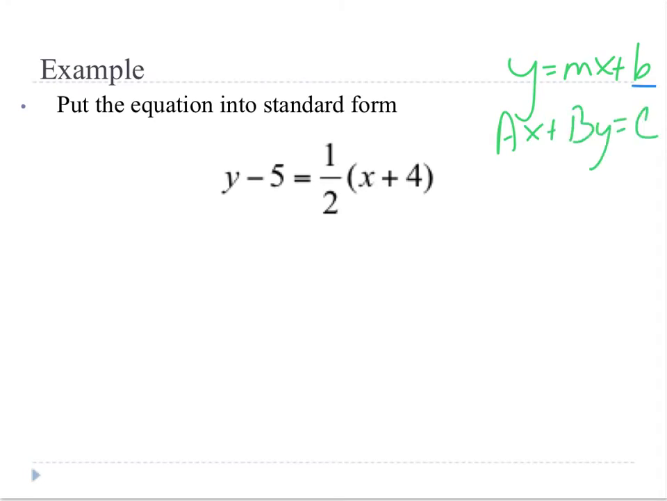Now this b means y-intercept. This B does not. That's why that's capitalized. But they are both equations of the line.